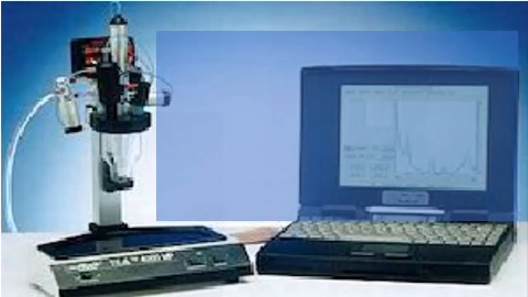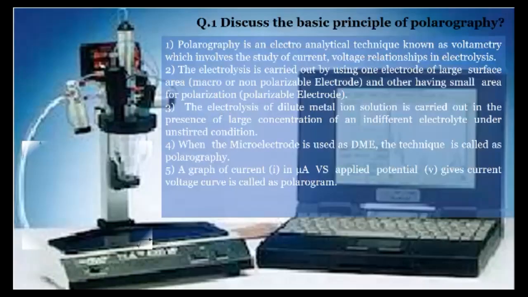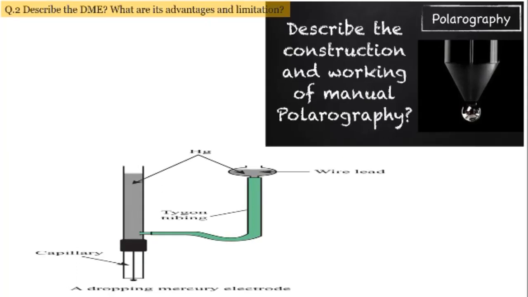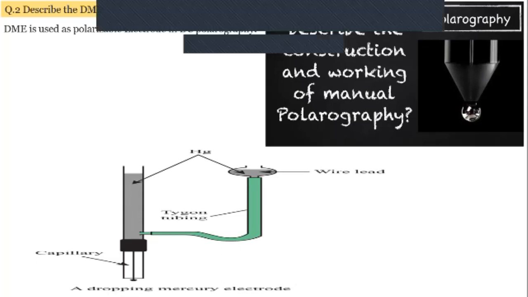Yesterday we talked about the principle of polarography. Today we are going to see the next part, the dropping mercury electrode. The question will be like this: describe the dropping mercury electrode. What are its advantages and limitations? You know that the DME is a polarizable electrode, or you can call it a micro electrode, that is used in polarography.